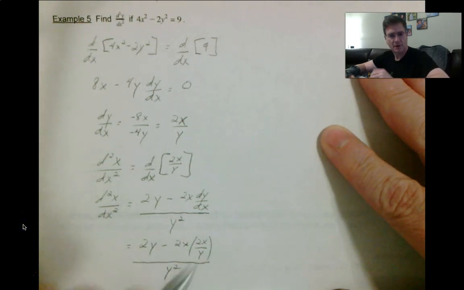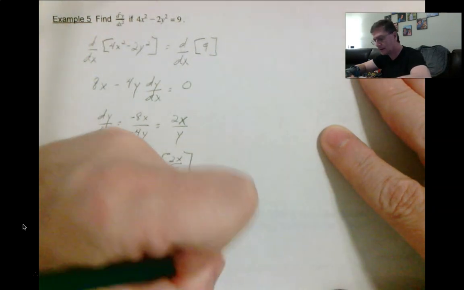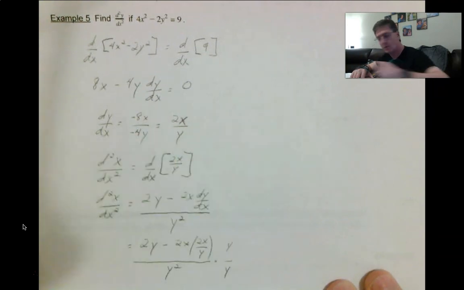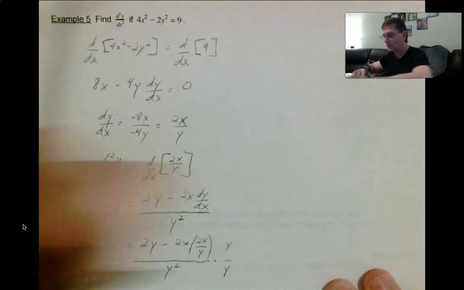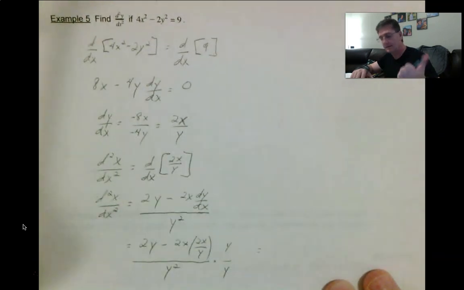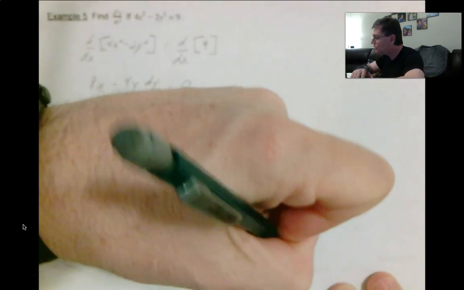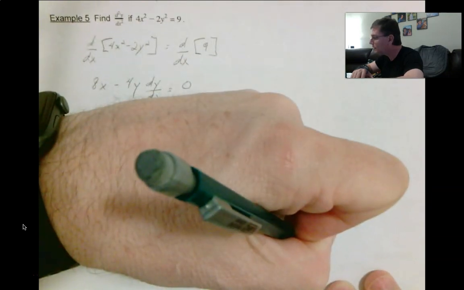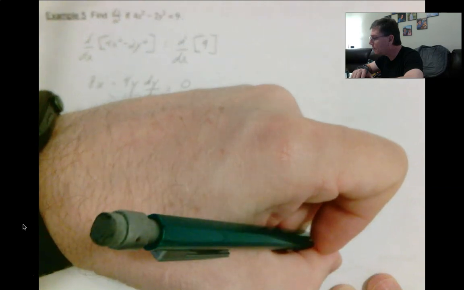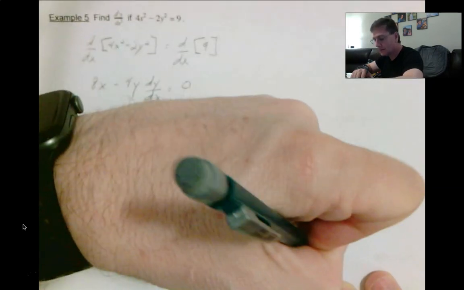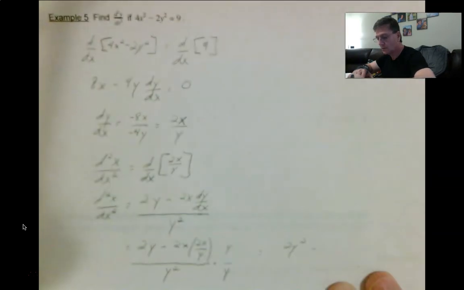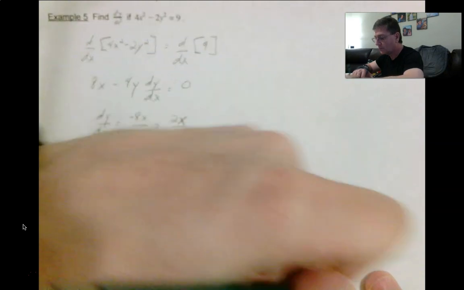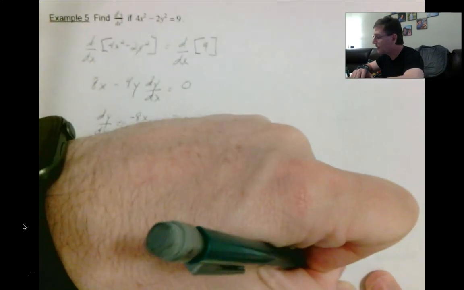So let's get rid of the complex part of the complex fraction. Multiply top and bottom by y over y. And in the end, I get 2y cubed. I'm sorry, 2y squared minus 4x squared over y cubed.